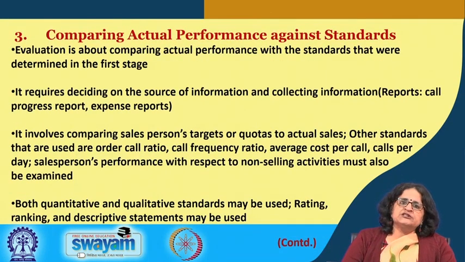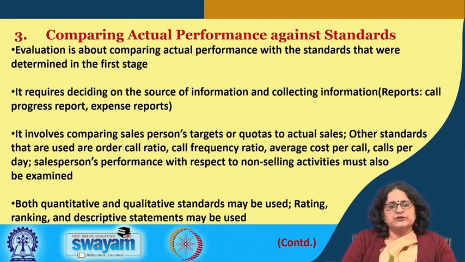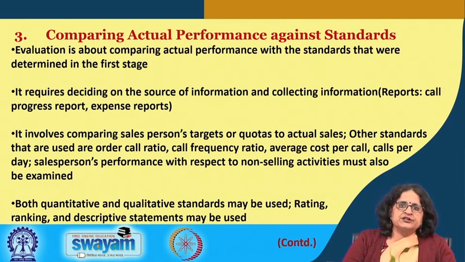Now, this brings us to the third stage in the evaluation process, which is comparing actual performance against standards. Evaluation is all about comparing actual performance with the standards, which are determined in the first stage itself, and we have discussed this in great detail in the previous lecture. Now, comparing actual performance against standards requires deciding on the source of information and collecting the information.